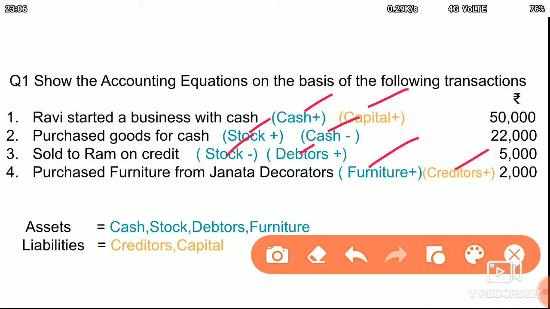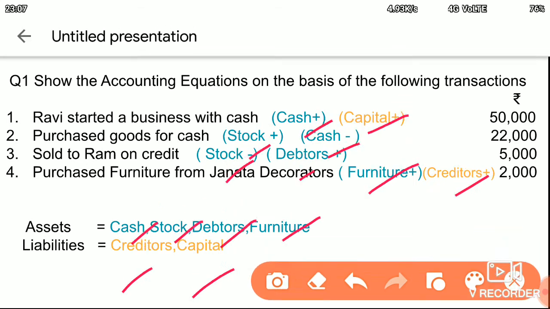Now if we do this, we will know exactly how many asset accounts will be required to be opened and how many liabilities accounts will be required. So if we look at the assets, the accounts that we will need to open would be cash account, stock account, debtors account, and furniture account. On the other hand, the liabilities account that we'll need would be the creditors account. Plus, on the liability side, we also have to open the capital account.